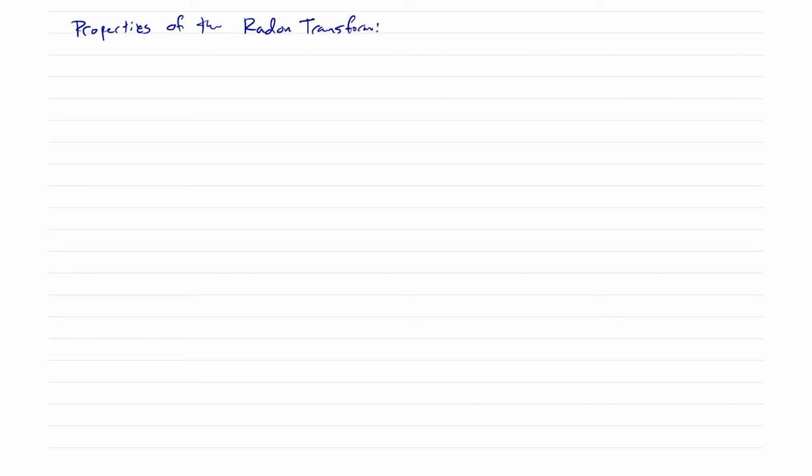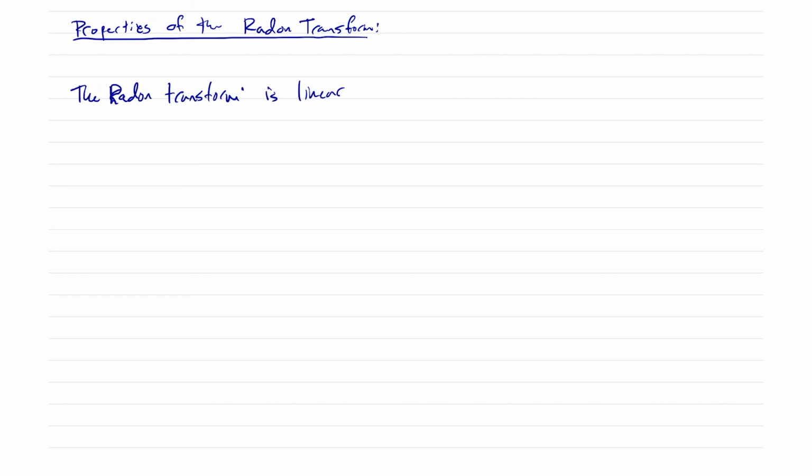All right, so next we're going to go into the properties of the Radon transform. All right, and so generally speaking, what do we get? First of all, the Radon transform with a capital R is linear.